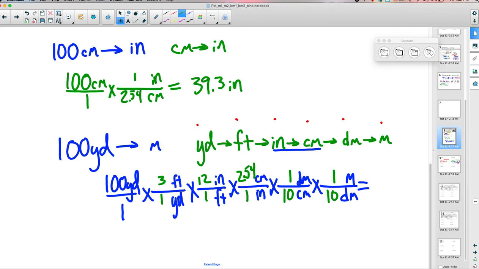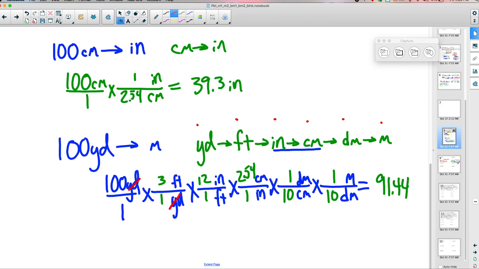Now notice that unlike previous problems, we have some values that are on the top of the fractions and other ones that are on the bottom. So we have to follow this going along. Anything on the top we multiply, anything on the bottom we divide. So we start with 100, we times 3, times 12, times 2.54, but then we have to divide by 10 and divide by 10 again, and we get an answer of 91.44. And check out the units.